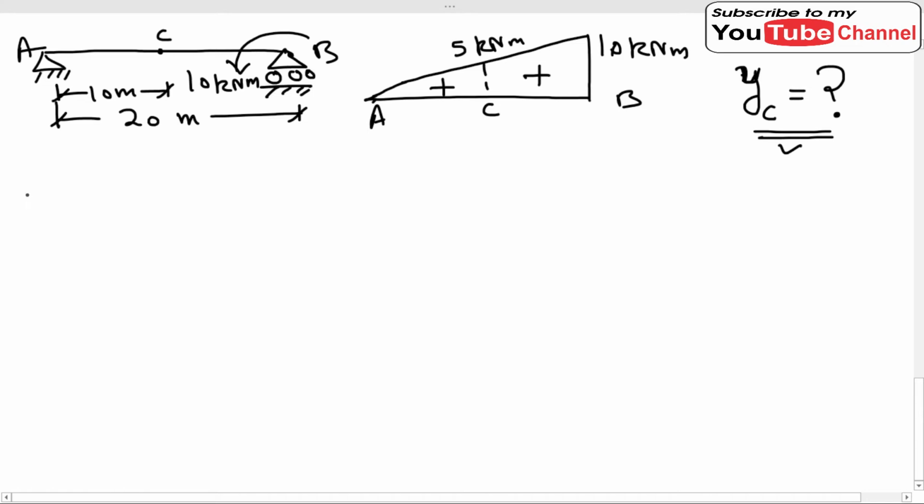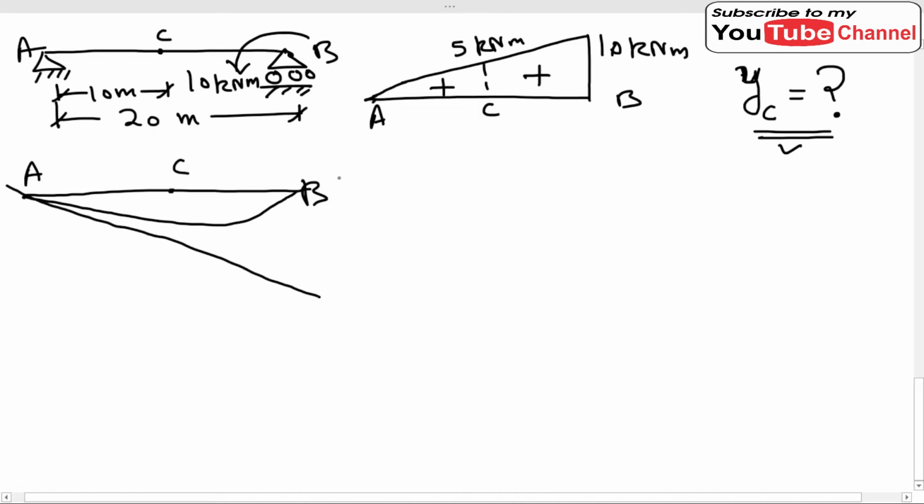So first of all, we will draw the deflected shape of this beam. This is the undeflected shape, and the beam will deflect something like this. Let's say that this is our point P, and this is A, and this is C. Now if I draw the tangent at A, the tangent will go something like this. Let me redraw this horizontal line again.